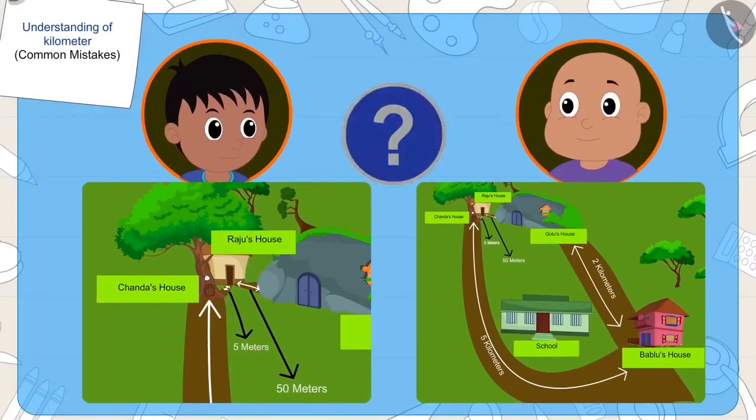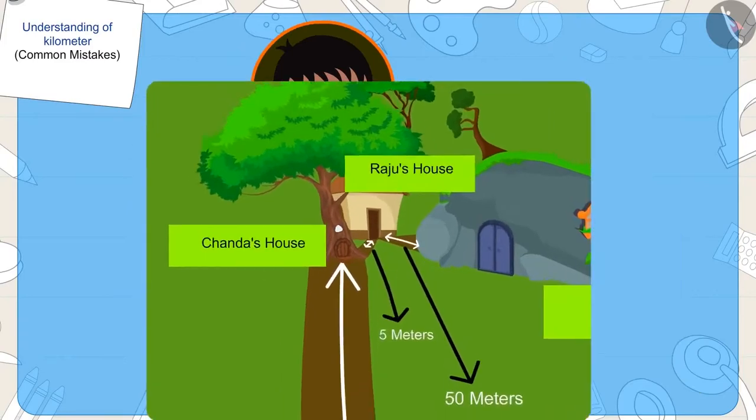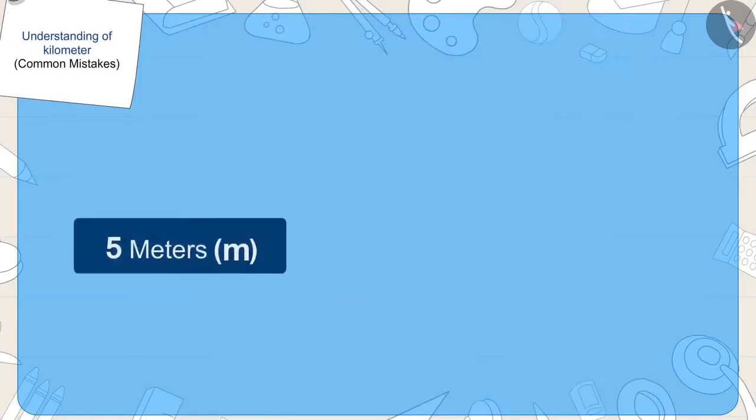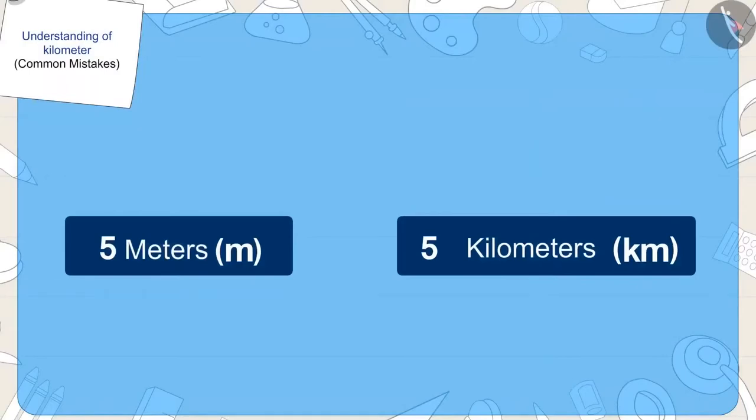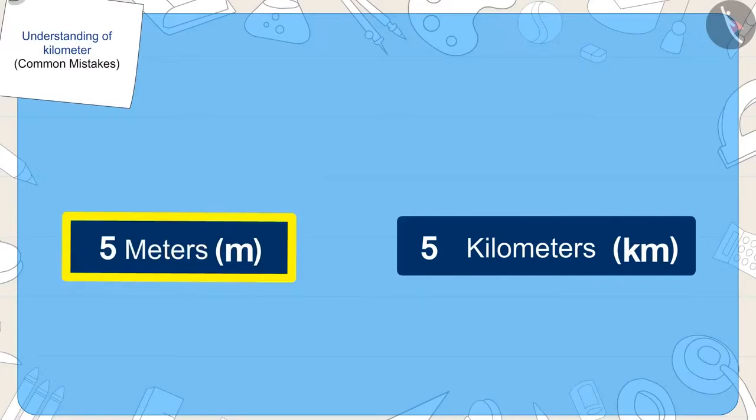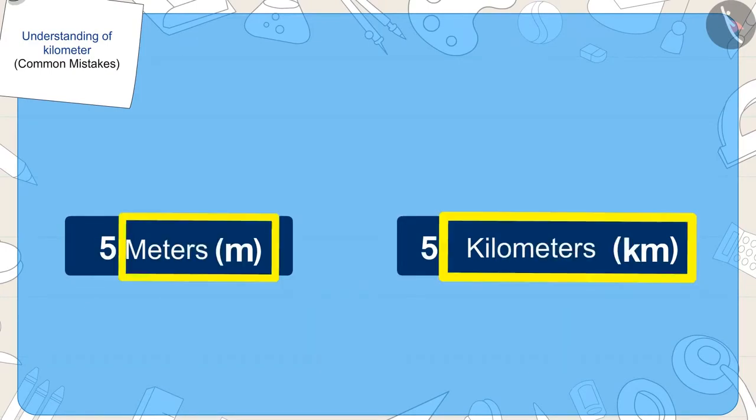So, whose point is correct? Right! Raju's argument is right. His house is closer to Chanda's house. Kids, remember that whenever we have to compare distances or lengths, we should compare not only their numbers, but also their units.